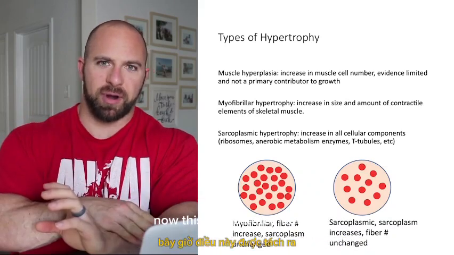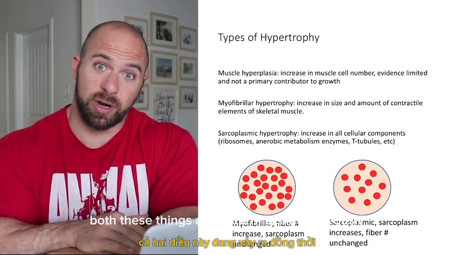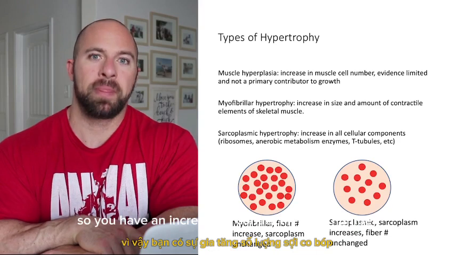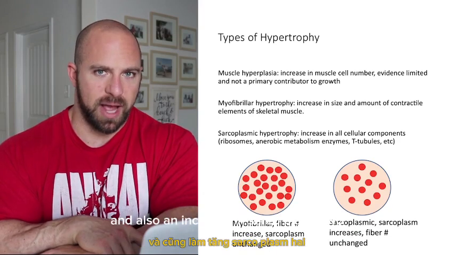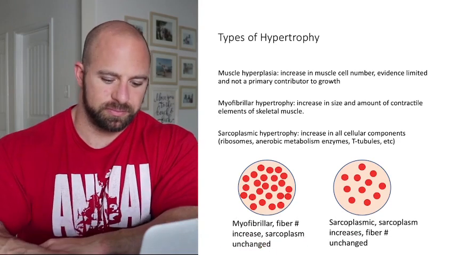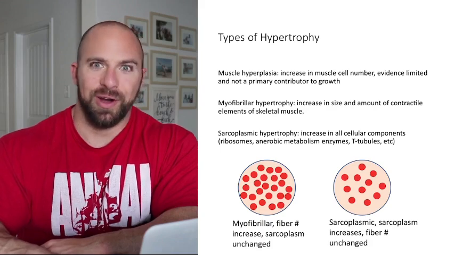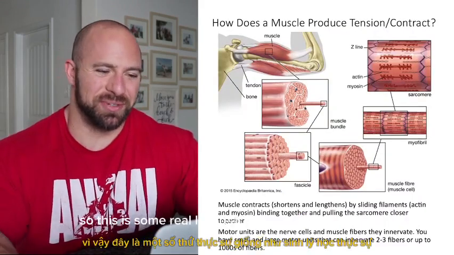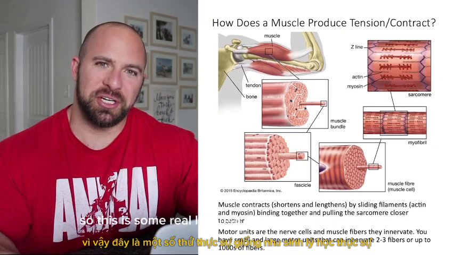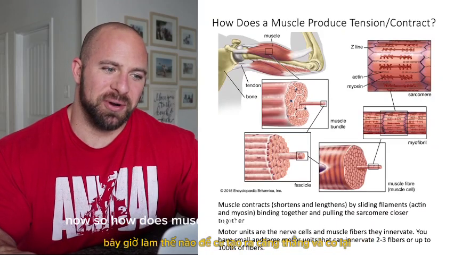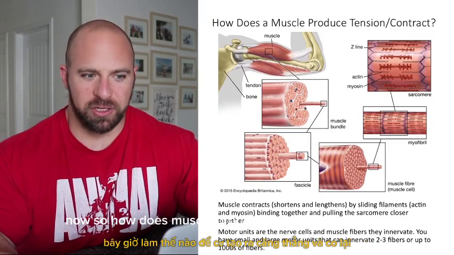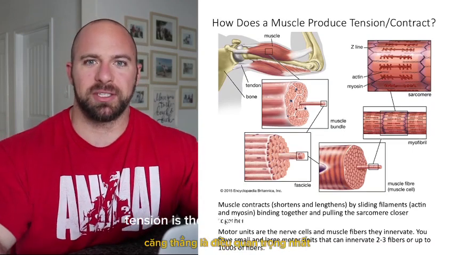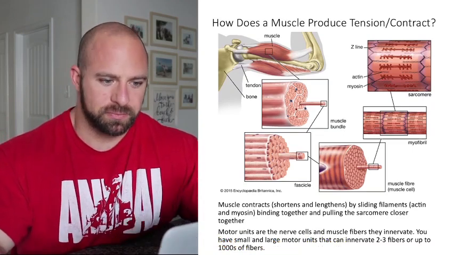Now, this is separated out. Both these things are occurring simultaneously. So you have an increase in contractile fiber number and also an increase in sarcoplasm too. So let's look inside of a muscle. This is some real physiology nerdy stuff now. How does muscle produce tension and contractile force? Because muscle tension is the most important thing. So how does a muscle actually do it?